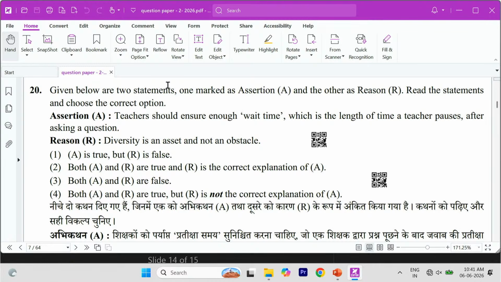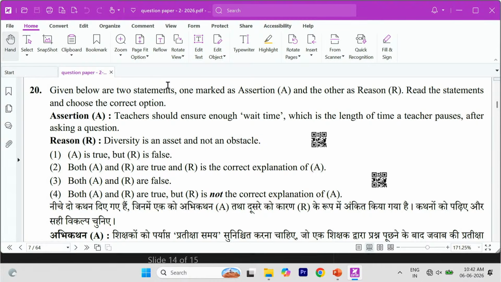Then the second one: diversity is an asset and not an obstacle. This we know is correct. We always say diversity is an asset, it is not an obstacle, because the inclusive approach talks about accepting diversity. So R is true. Now when you look at these alternatives, which one do you think is the most appropriate response?